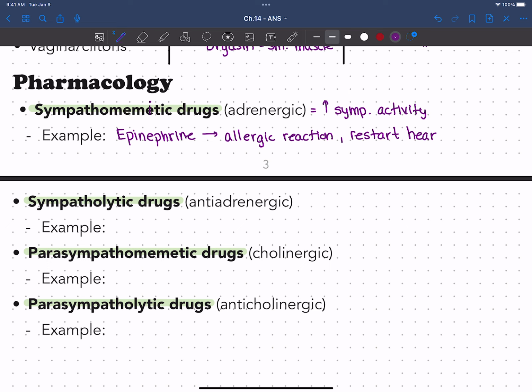Right, get it pumping. And it can increase blood pressure, right? So a lot of vital, life-saving functions for sympathomimetic drugs.